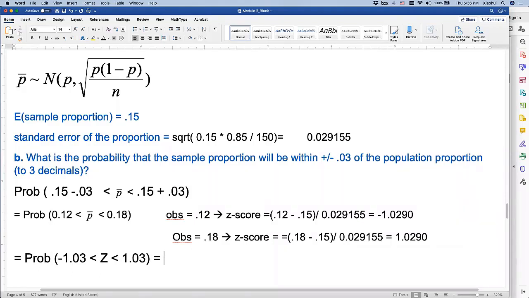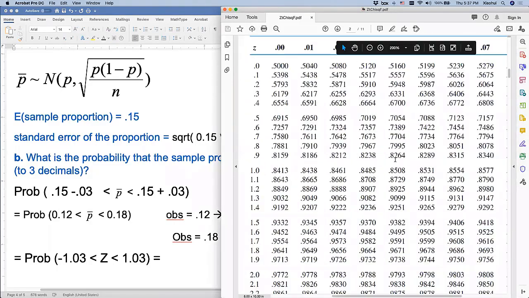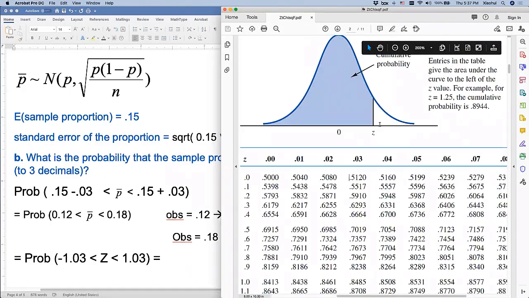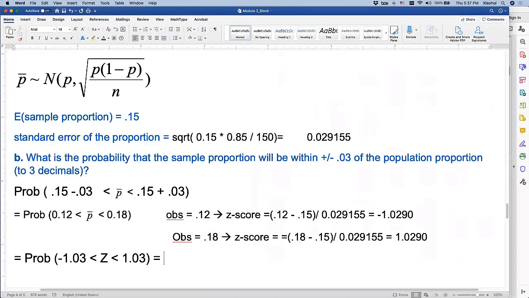You're going to use the same method as what I did before. You're going to find it twice on your table. First time you're going to find 1.03. Oh, hold on a second. 1.03 is right here. You guys see it? 1.03, 0.8485. You can do the same thing for the negative one as well. And I've already done that, and the numbers are given right here.